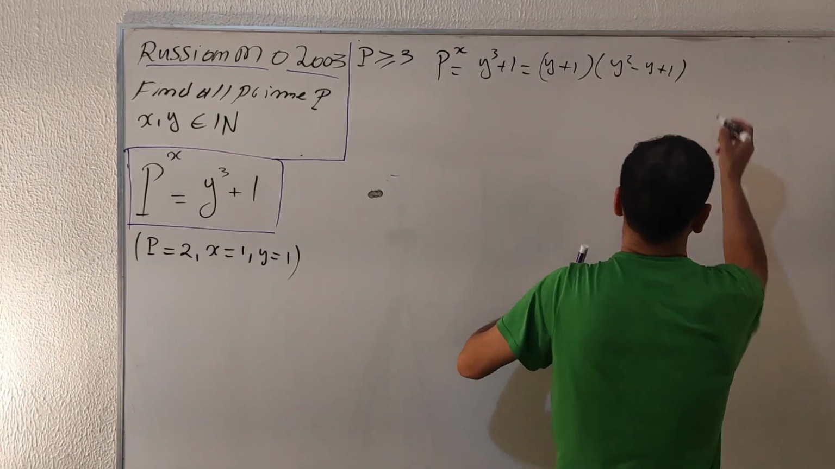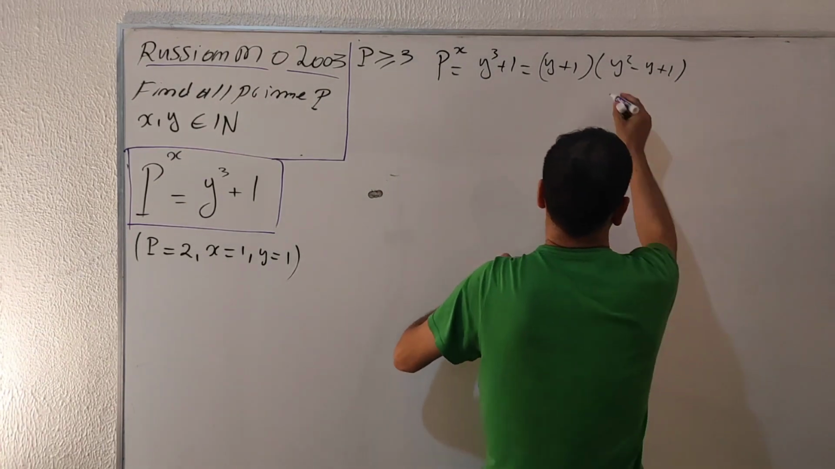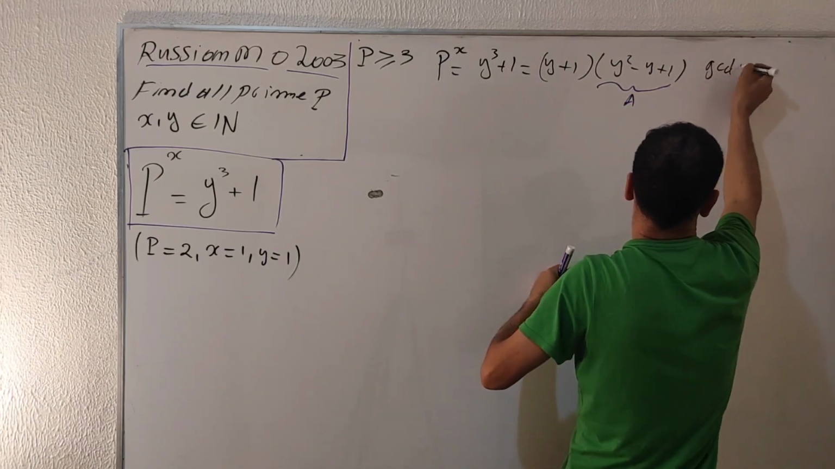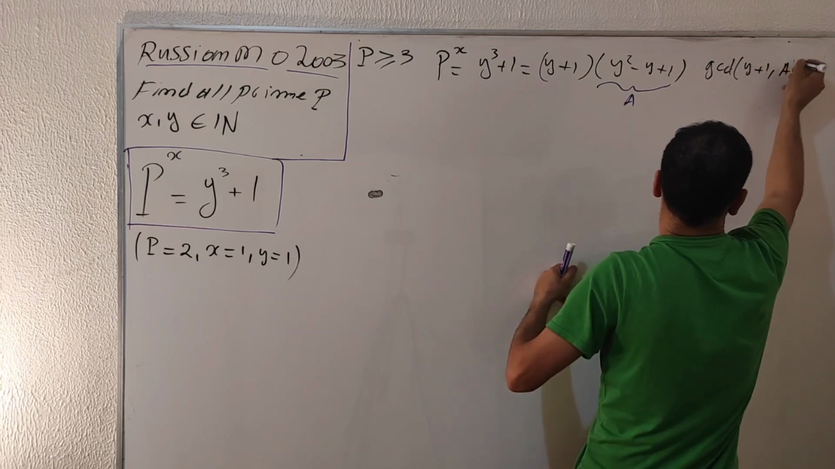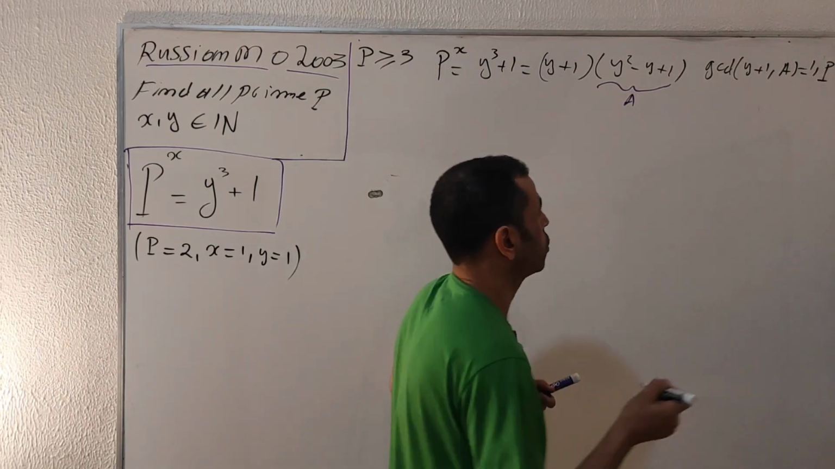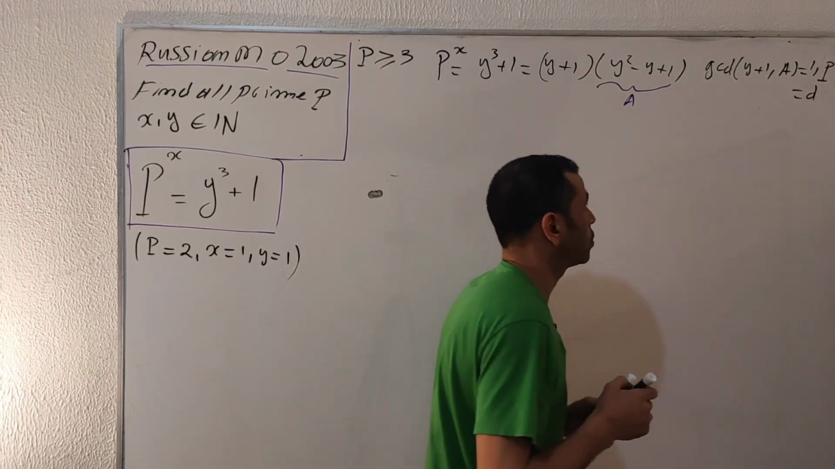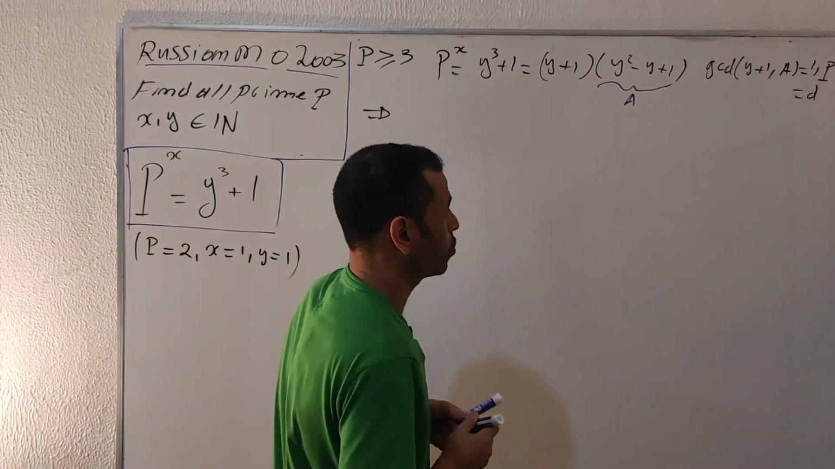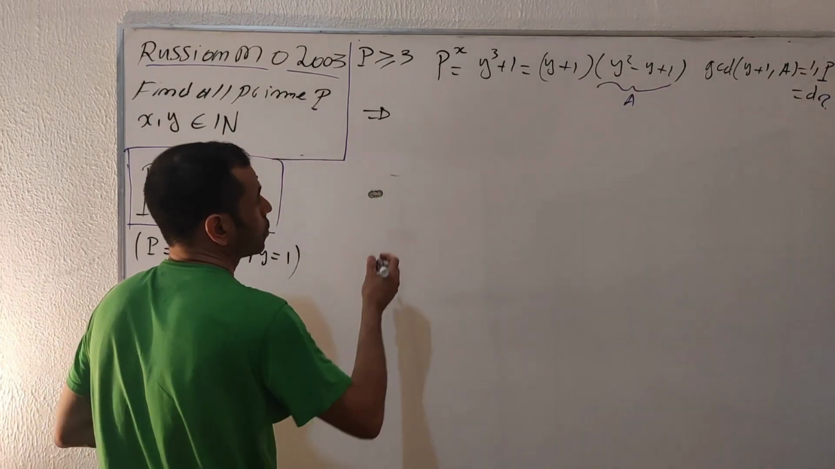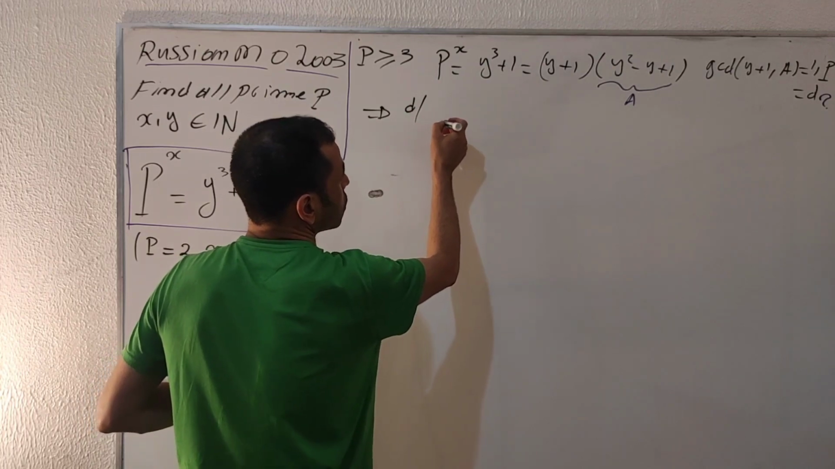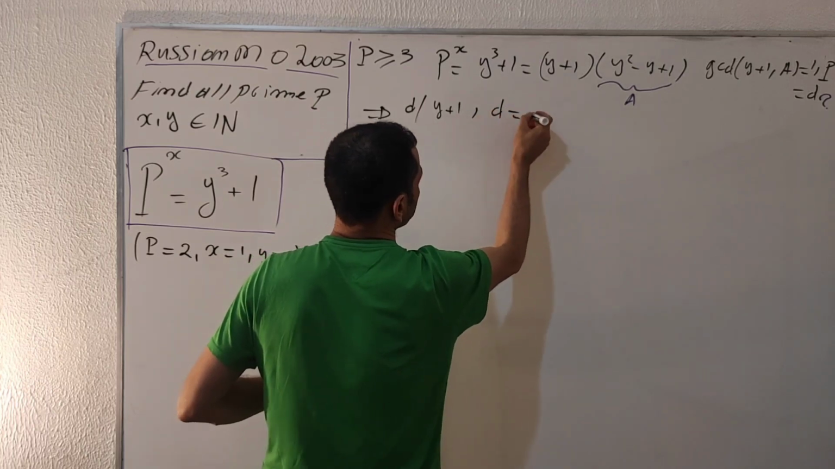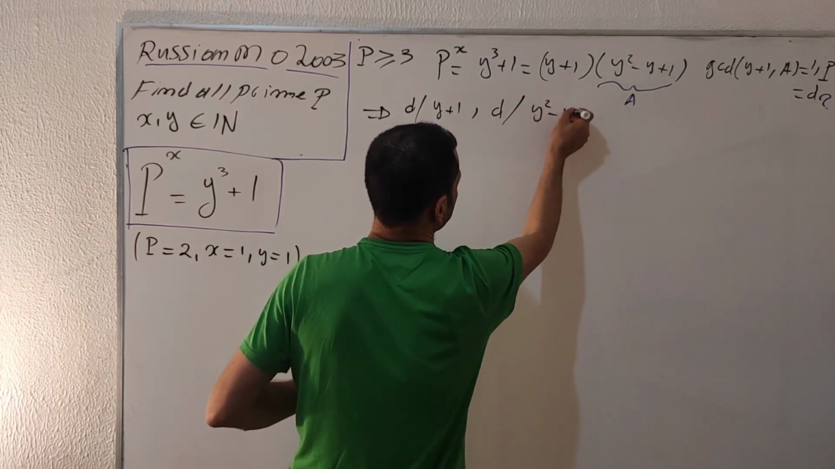Let's call this one capital A. Which means the GCD of y plus 1 and capital A equals either 1 or p. Let's call D the GCD. Now I'm going to determine D. So D divides this term y plus 1, and also D divides y squared minus y plus 1.